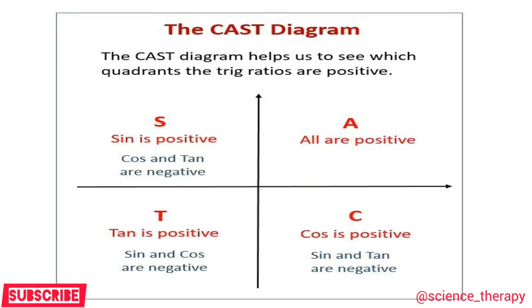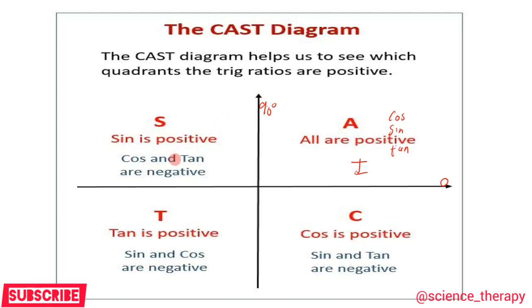So starting off, we have the CAST diagram. We are told that the CAST diagram helps us to see in which quadrants the trig ratios are positive. So remember, we have here the first quadrant, and in the first quadrant we say all the trig ratios are positive. Remember, the trig ratios we are dealing with are your cos, sine, and tan. So here they're all positive between the angle 0 to 90 degrees, right?